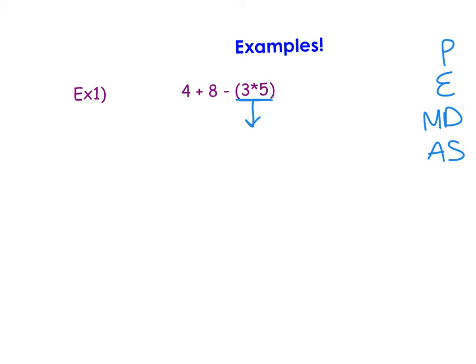So we see a multiplication problem in there, and 3 times 5 gives us 15 inside of those parentheses. Now, because we've evaluated the parentheses, once we know what number represents what's inside the parentheses, we can then drop the parentheses. And here we now see that we have 4 plus 8 minus 15. So we evaluated the parentheses. Next comes the exponents, but I don't see any exponents, so we're going to skip that step. Next comes multiplication and division. Again, I don't see any multiplication and division left to do, so we skip that step.